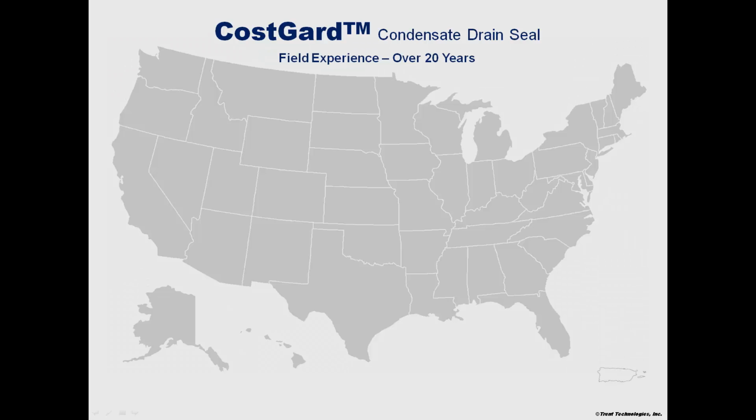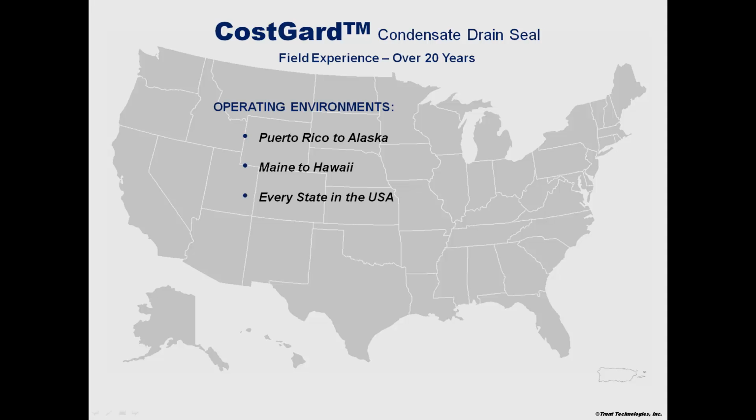The CostGard Condensate Drain Seal system has been operating successfully in various applications for more than 20 years. These systems are exposed to a wide range of geographical and environmental conditions, extending from Puerto Rico to Alaska, from Maine to Hawaii, and every state in the United States, including the District of Columbia.